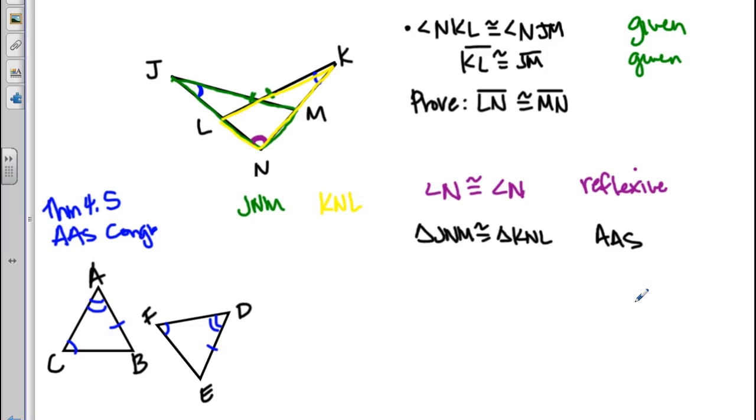All right, that was just a couple of examples and our theorems. Now, listen, we have several things going on now. We have side, side, side. We have side, angle, side. We have angle, side, angle. And we have angle, angle, side. We'll make a list of those and solidify this when we get back together soon.